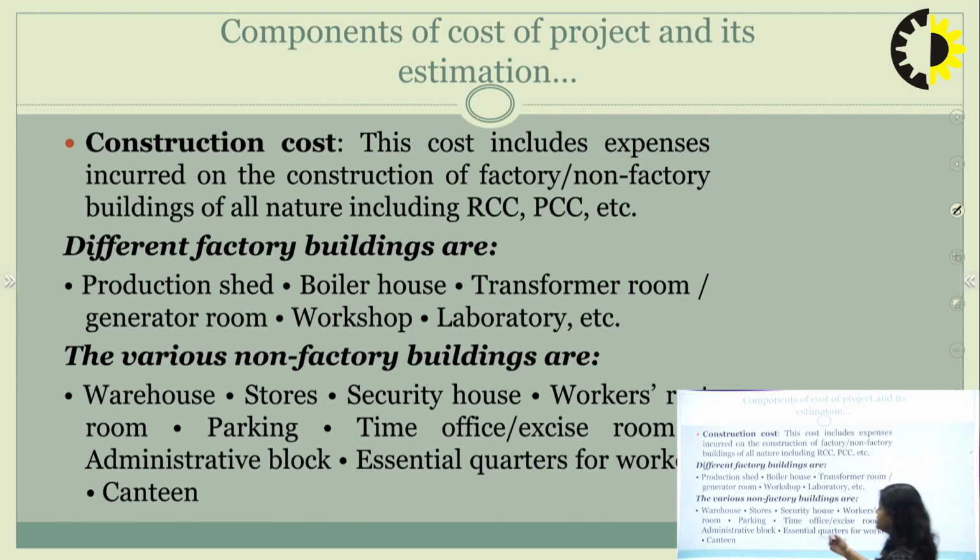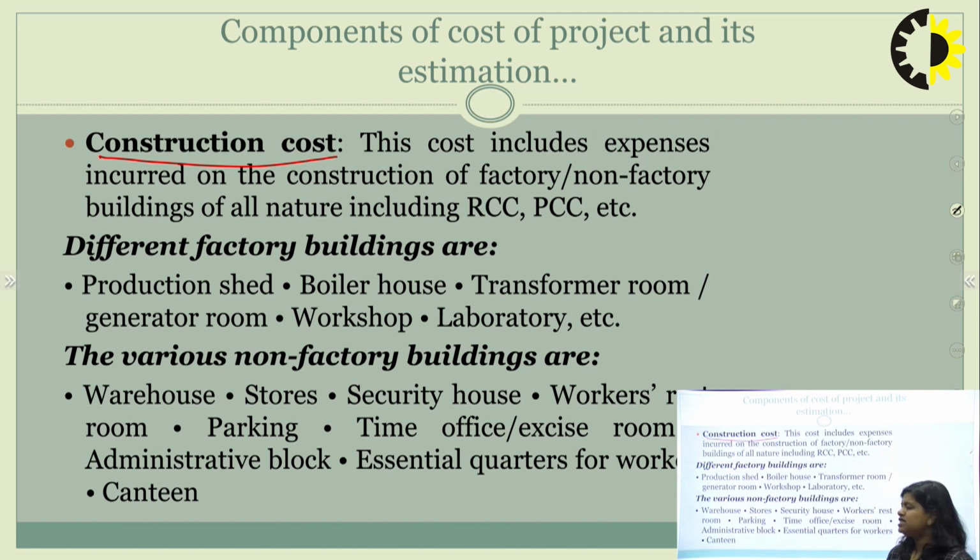The next is the construction cost. The next point involved is the construction cost. This cost includes expenses incurred on the construction of factory or non-factory buildings of all nature, including the RCC, PCC, etc. So the first point is that we acquire the land and we make the land suitable so that it will be used for the implementation purpose. After that, after having the fencing of the land, approachable roads and all, we now move towards the construction of the building.